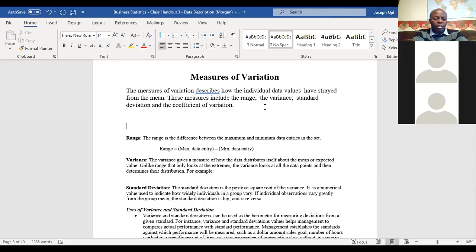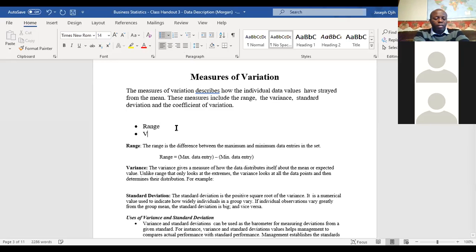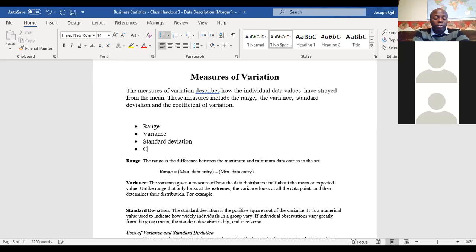So they include the range, the variance, the standard deviation, and the coefficient of variation. So these are the main measures of variation that we'll be looking at. Let's start with the range.